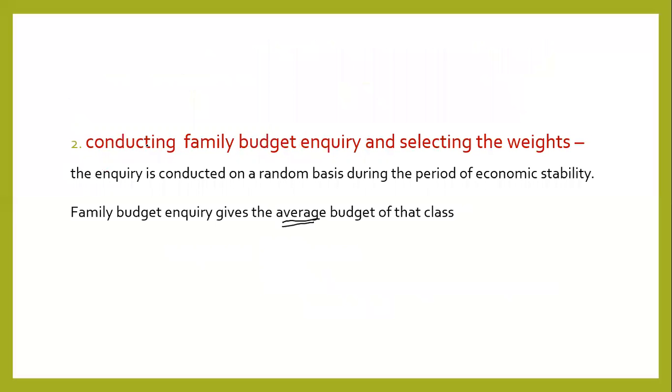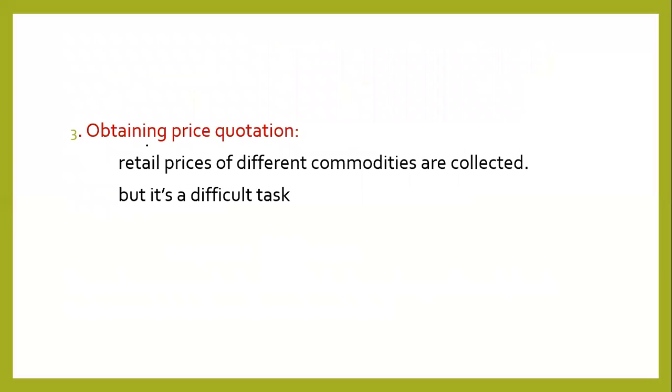Second one is you should know, on the basis of the families that you take, what is their expenditure on their daily consumption. Based on that you also have to see whether they are economically stable, and you have to take the average budget of that particular class. Next, you have to quote the prices. That means you have to set a particular price. So you are taking into consideration the retail prices.